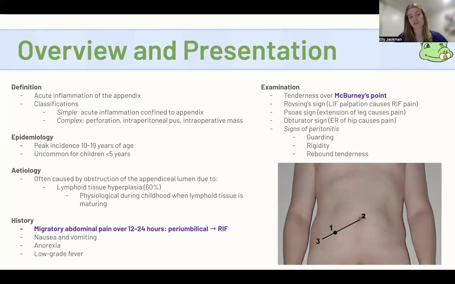An important differential for appendicitis in children is mesenteric adenitis. This often can present with very similar symptoms, but it'll often present after a viral or bacterial infection, and usually the symptoms are a bit milder.